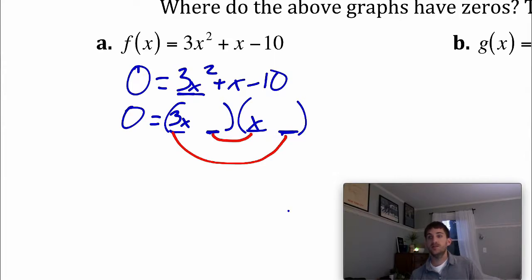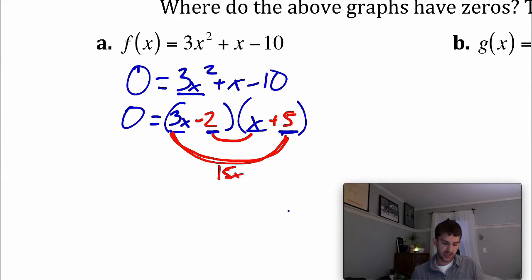Now, this one might take some guessing and checking. So let's say, for example, we need two numbers that multiply to negative 10, and we try negative 2 and positive 5. Well, if I take those two, 3x times that positive 5 gives me 15x. If I do negative 2 times positive x, we end up with negative 2x. When we add negative 2x plus that 15x, we get 13x. So not quite what we're looking for.